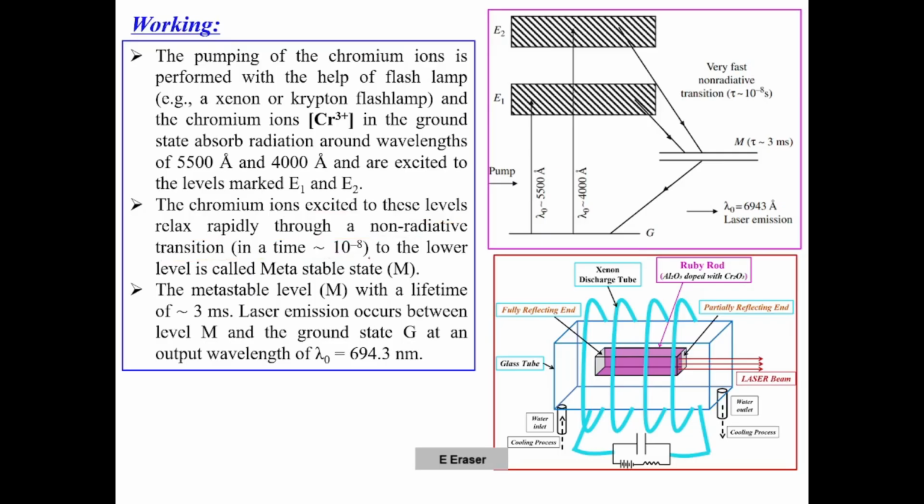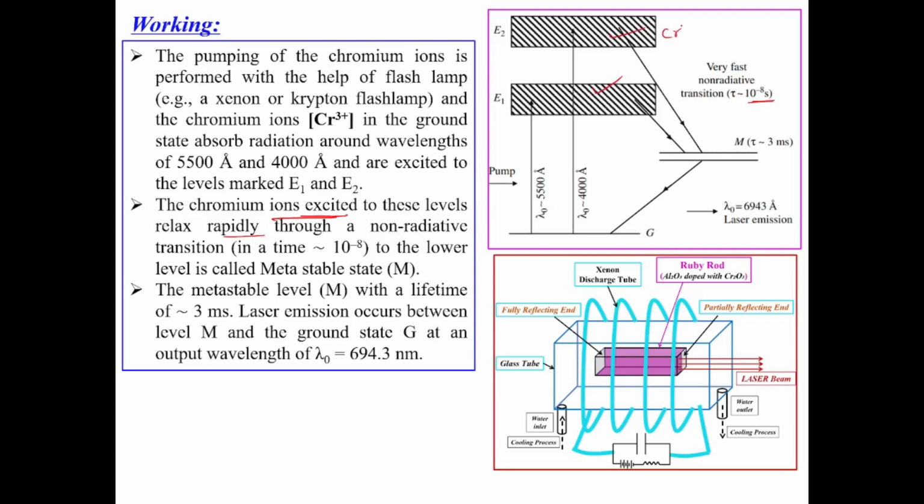Okay. Then the chromium ions excited to these levels relax rapidly through a non-radiative transition in a time of 10 to the minus 8 second, and this is nothing but your so-called spontaneous emission or spontaneous transition. That is your natural transition, which we have already discussed. So the chromium atom suddenly relaxes by a non-radiative transition after 10 to the minus 8 seconds.